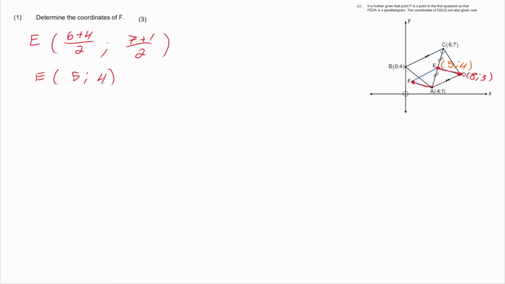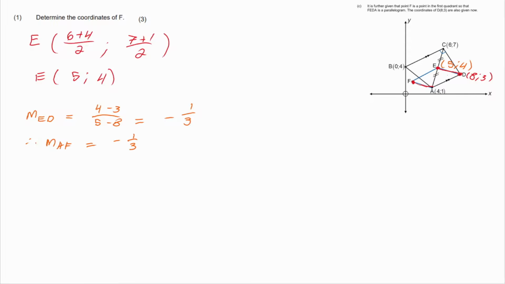(5, 4). There's E. So what I can do now is work out the equation of this line. Okay, I can work out the equation of that line. Is there an easy way? No. So let's work out the gradient of line ED. It's going to be (4 minus 3) over (5 minus 8). So that's negative 1 over 3. Okay. So we can say therefore the gradient of AF is equal to negative 1 over 3.